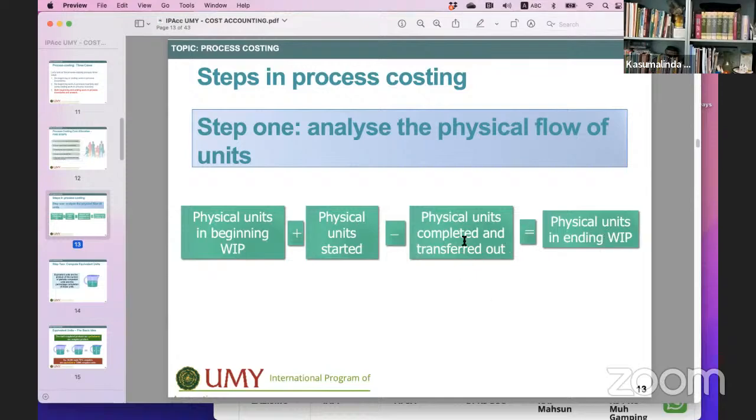For the completed units, we don't have any problem with it, because the equivalent units for the completed units equal the physical units completed. But for the ending work in process, because it is still partly completed, we need to know the percentage of completion of the partly completed product, and the physical units of still not completed units of this product.